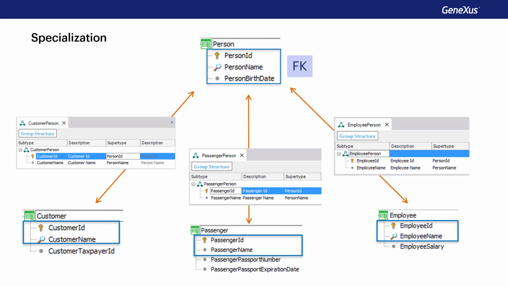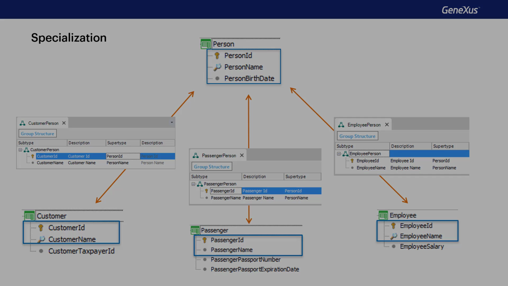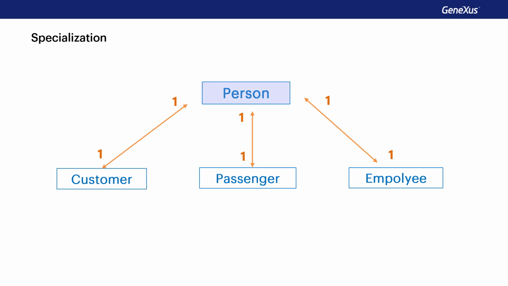Therefore, when the user enters a value in the identifier of any of these three transactions, customer, passenger, or employee, a record with the same value as identifier will be searched for in the person table. This design then represents one-to-one relationships between the general table and the one corresponding to each specialization.